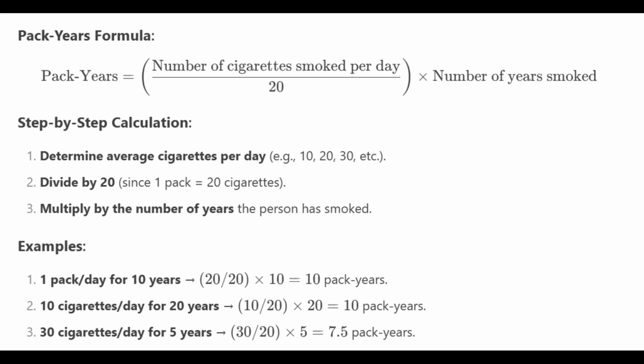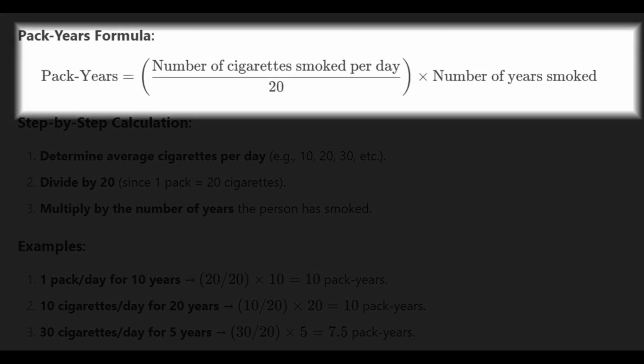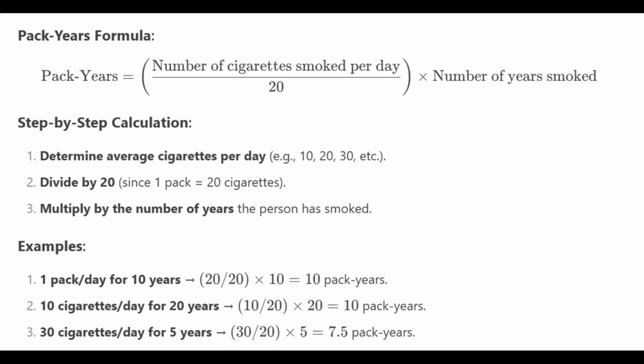Let's move to cigarette pack years. Just memorize this formula, and you can tackle any pack year-related questions. Determine average cigarettes per day, divide by 20, multiply by the number of years the person has smoked.